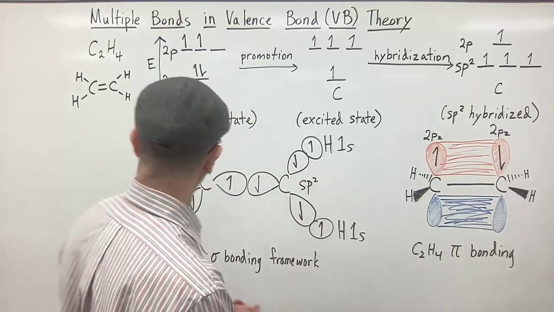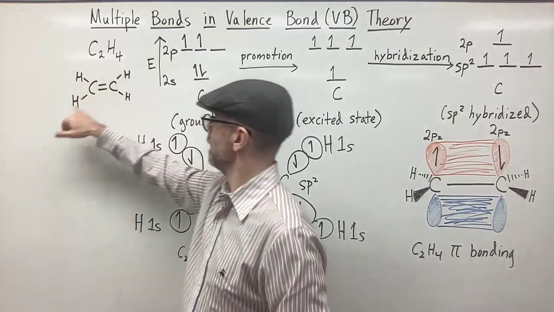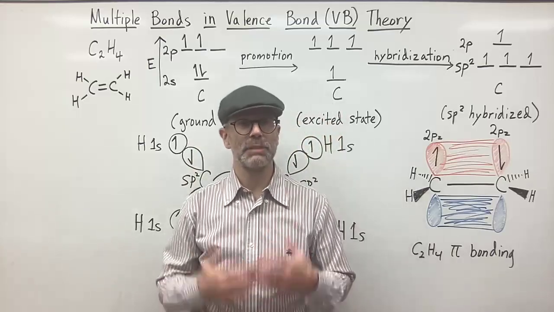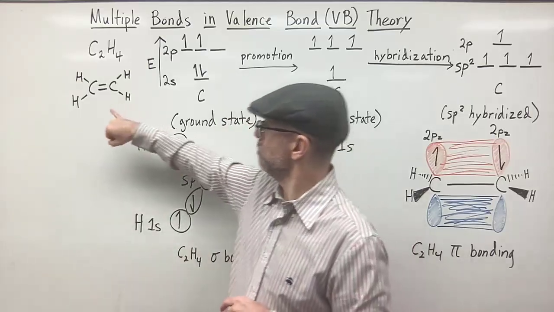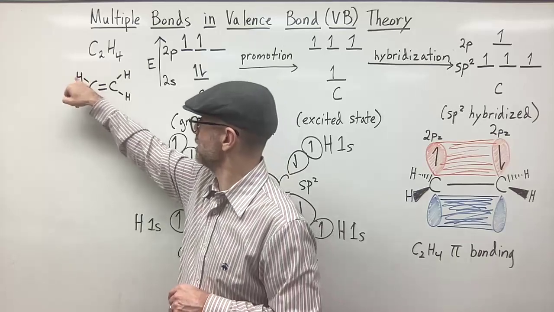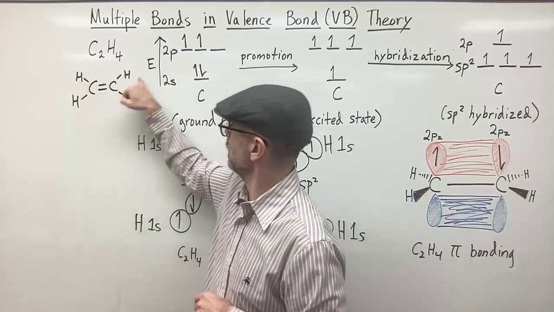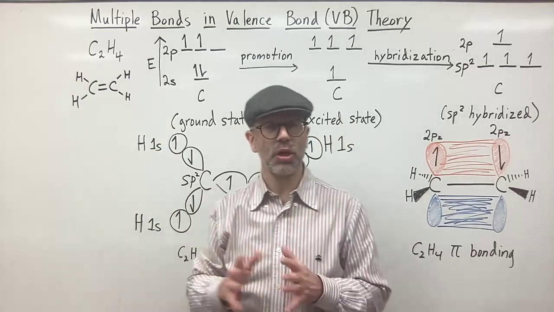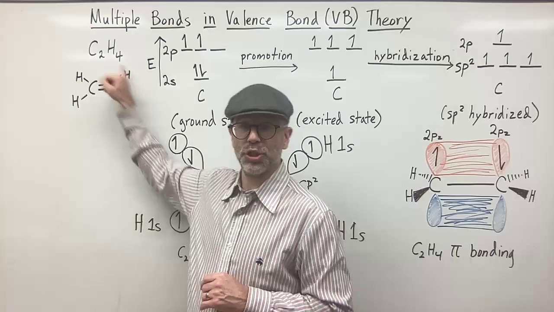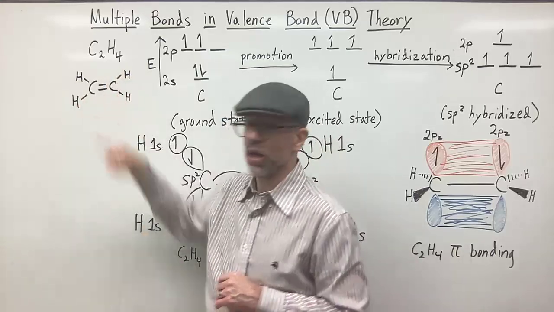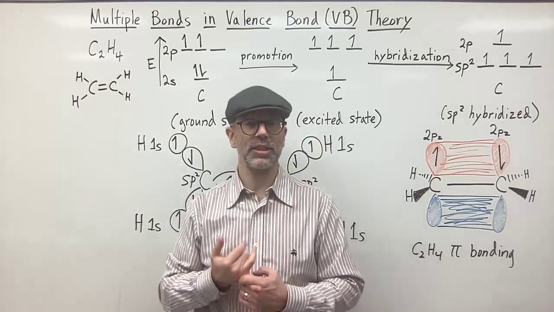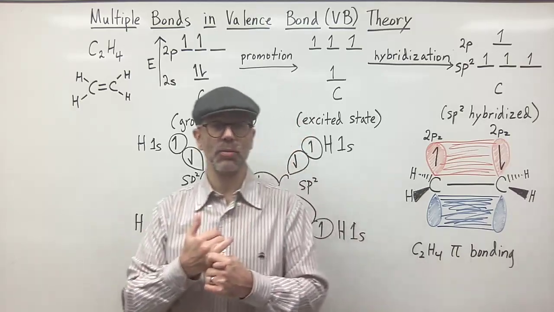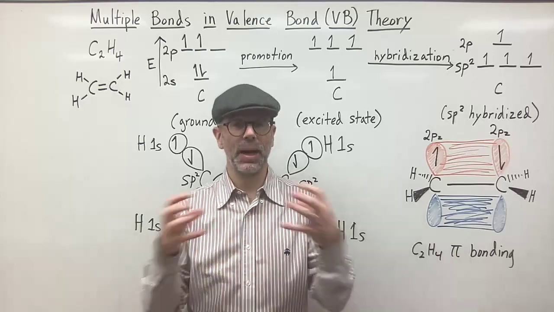Okay, so let's get into our example. So here we have C2H4, and here is the Lewis dot structure. One of the things we know about this experimentally is that the HCH angle here, and the HCH angle here, is 120 degrees, or close to 120 degrees. So this is going to indicate that the carbons are sp2 hybridized, meaning that you took an s orbital and two p orbitals and hybridized them together.